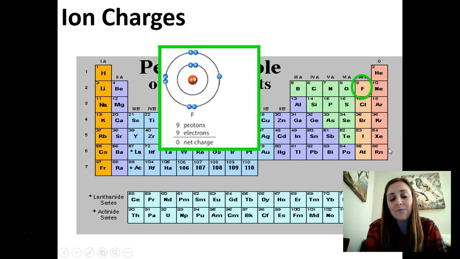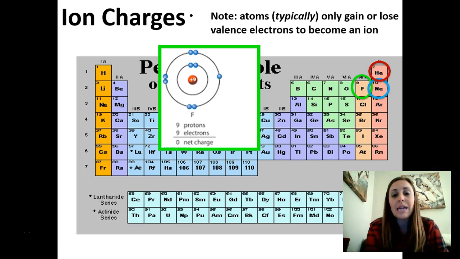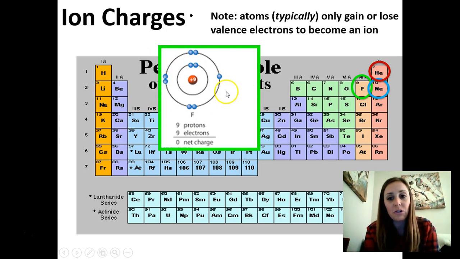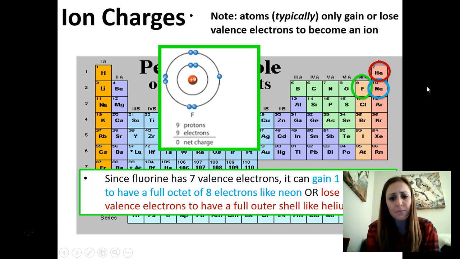So if fluorine wanted to be like a noble gas, it could be either like neon or like helium, because those are the 2 noble gases that are around it. So here's neon, here's helium. Now, atoms typically only gain or lose valence electrons, and valence electrons are those outer energy level electrons. So if you recall, fluorine has 7 valence electrons, and fluorine's a halogen. These are your halogens. They always have 7 valence electrons.